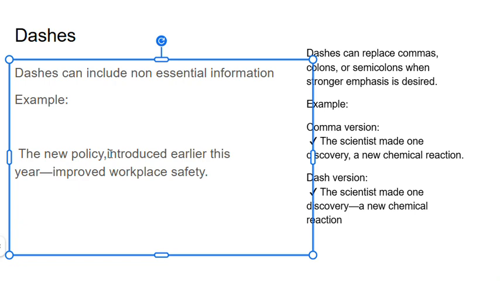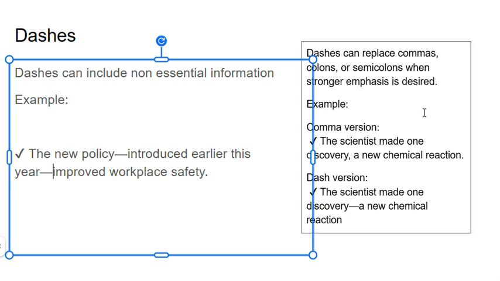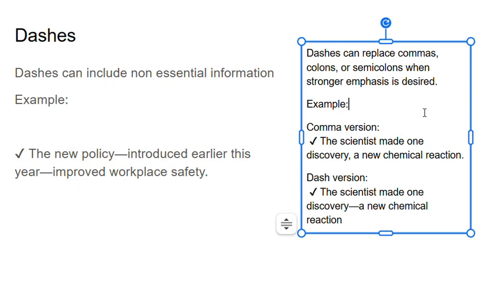And the reason for that is, if I put a comma here instead of a dash, you're not having two of the same thing. For it to be grammatically correct, it has to be the same thing. So if this is a dash and this is a dash, then it's correct. If this is a comma and this is a comma, then it's correct. Okay? So let's see the comma version as opposed to the dash version. The scientist made one discovery, a new chemical reaction, which is the same thing as the dash version: the scientist made one discovery, a new chemical reaction.